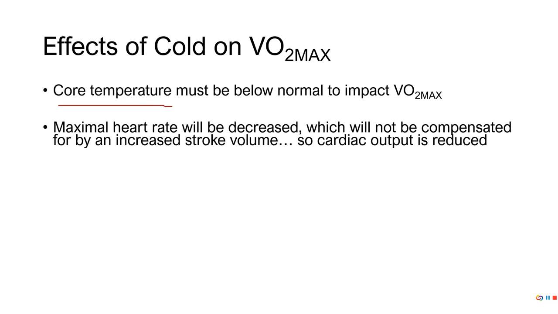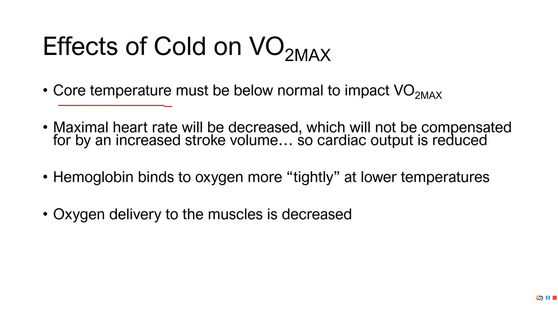Your max heart rate is going to be decreased, but this decrease in max heart rate isn't associated with an increased stroke volume. So your maximal cardiac output is reduced. In other words, your ability to deliver oxygen is diminished. Additionally, hemoglobin binds to oxygen more tightly at low temperatures. Remember, this essentially causes a left shift.